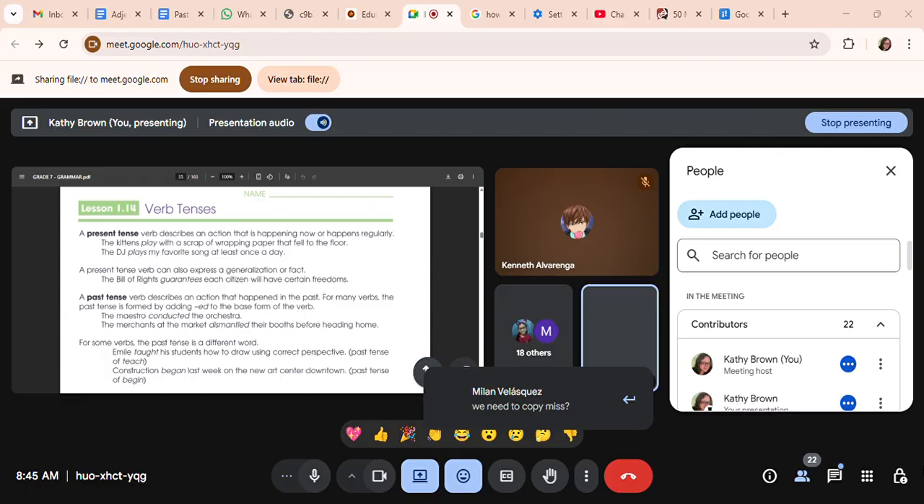Past tense is not really talking about facts so much as actions that happened in the past. So for many verbs, the past tense is formed by adding ed. You should have known that for years now. So I expect when you write things that are supposed to be in the past that you have ed at the end of your verb, unless it's an irregular verb, and we'll get into that in a minute. The maestro conducted the orchestra. So we need not just conduct, but ed on the end.